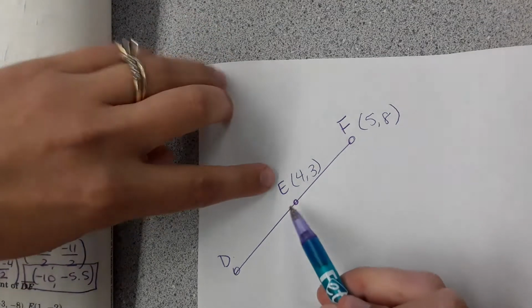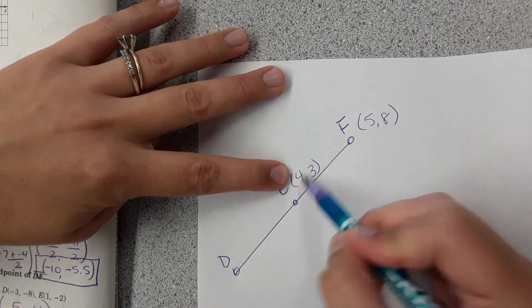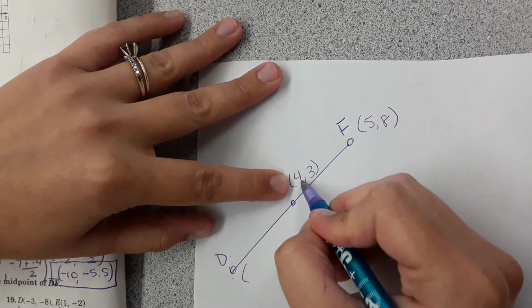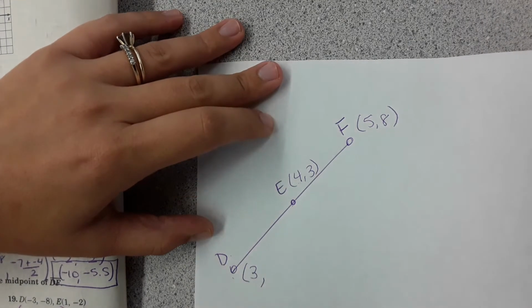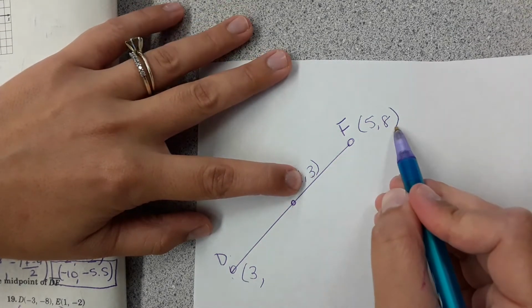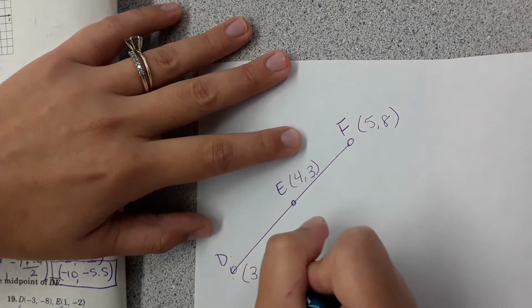What I realized is since E is the midpoint of those 2 points, if this is 1 away on the x, then this would be 1 away the other direction. So the difference between 4 and 5 is just 1, so if you subtract 1, you would get 3 for the x value. Then when you look at the y's, from 3 to 8 is 5 units, so subtract 5 units and you get the answer.